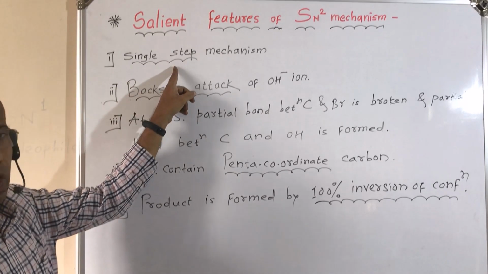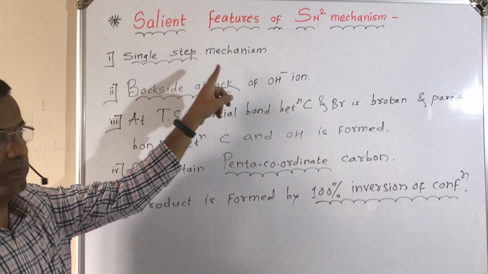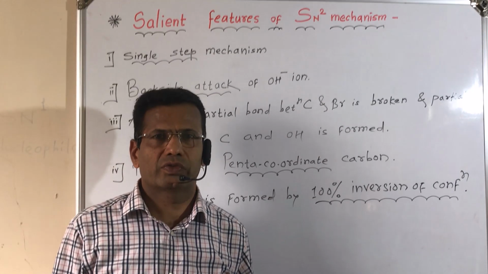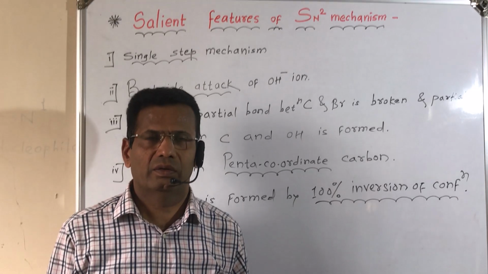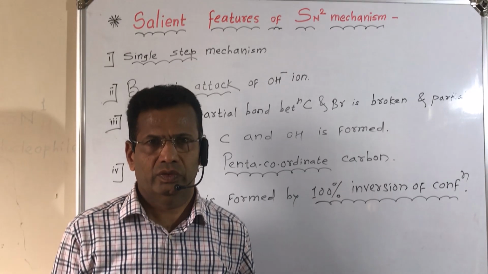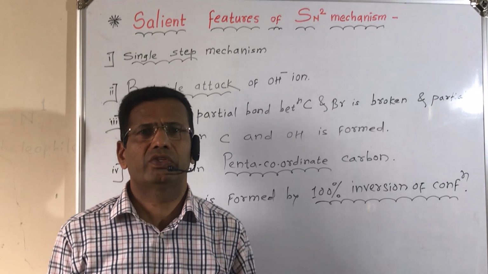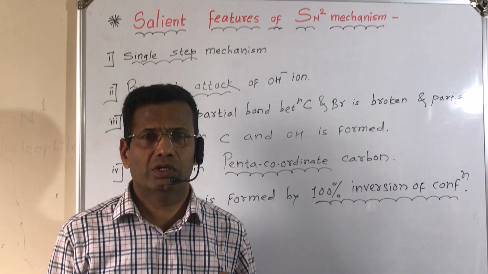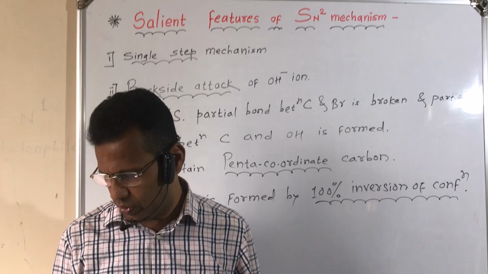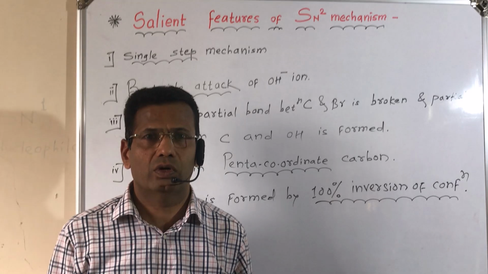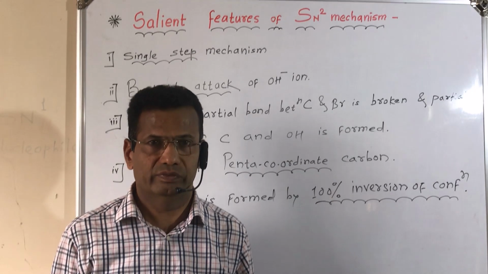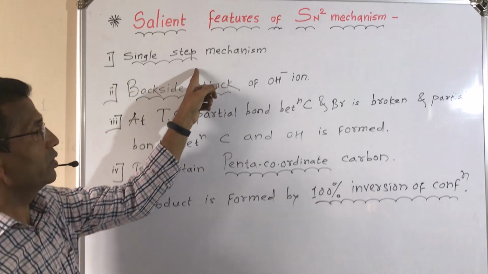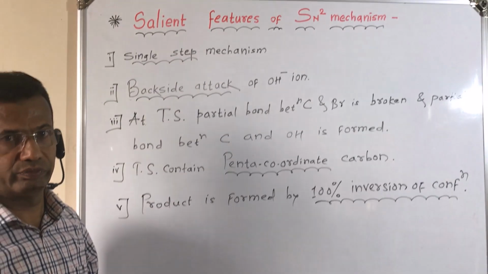First, SN2 is a single step mechanism. You know, the full form of SN2 is substitution nucleophilic bimolecular reaction, and this reaction takes place only in one step. Why does it take place only in one step? Because in this reaction, breaking of the C-Br bond and formation of the C-OH bond occur simultaneously. So the first feature you must know is that SN2 is a single step reaction mechanism.